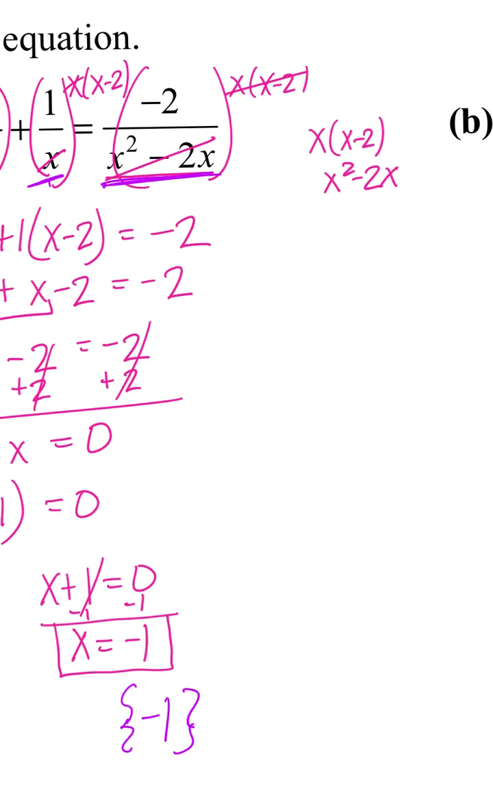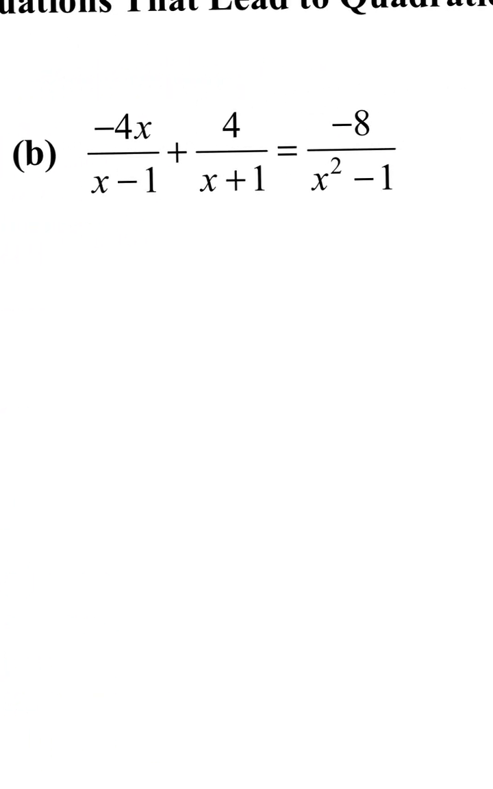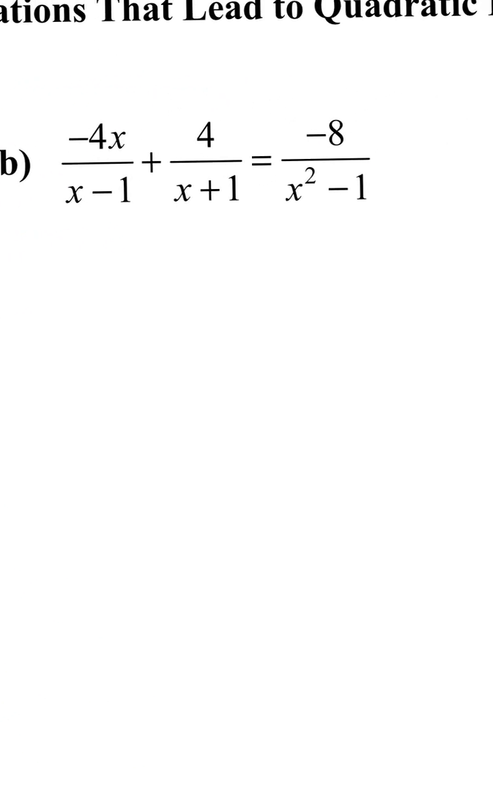All right, so let's look over here at B. Now we've got x minus 1, x plus 1. When I multiply these two together, it gives me x squared minus 1. And if you need to check, x minus 1 times x plus 1, just so you can verify, x times x is x squared, x times 1 is x, negative 1 times x is negative x, and negative 1 times 1 is negative 1. These cancel out, leaving me with x squared minus 1.